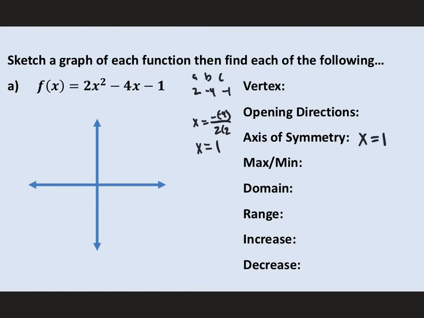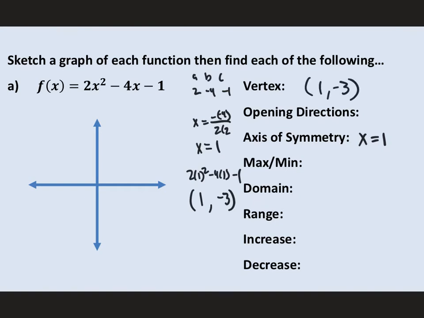All right, then we're going to plug that 1 back in. 2 times 1 squared minus 4 times 1 minus 1. 1 squared is 1 times 2 is 2, minus 4 times 1, so minus 4, that's negative 2, minus 1 more is negative 3. So the y value of our vertex is negative 3. The x value of our vertex is 1. So 1 comma negative 3.